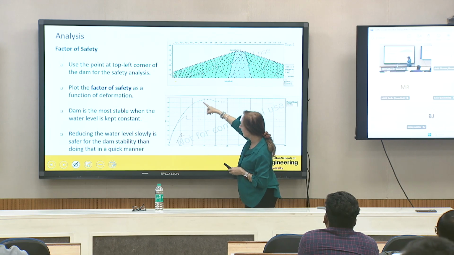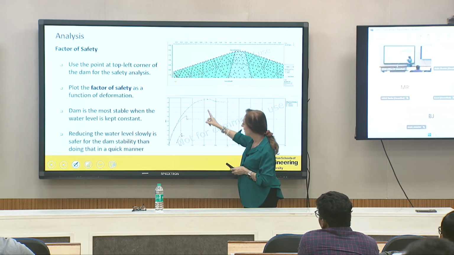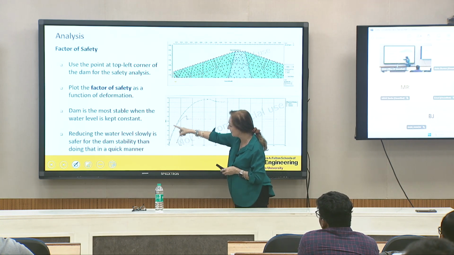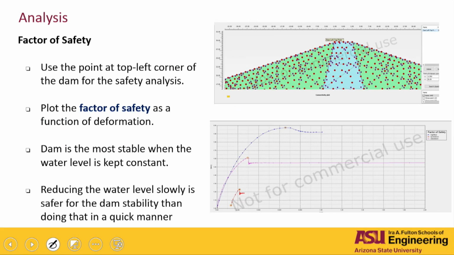when you have the steady state condition. When you have the slow drawdown, your factor of safety goes down. There is some excess pore water pressure, to about 1.6. And when you have the rapid drawdown, you get a factor of safety of about 1.2, all right?